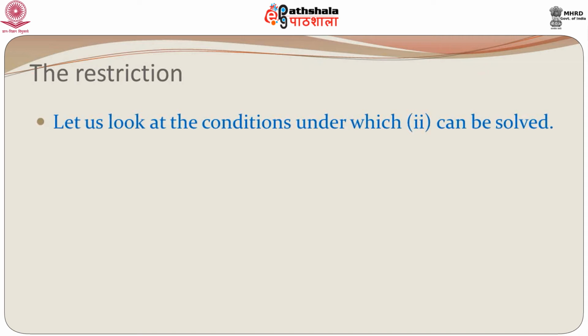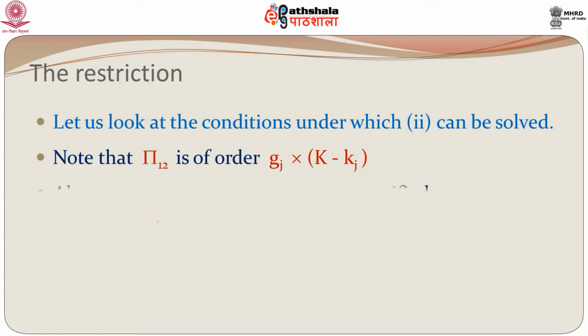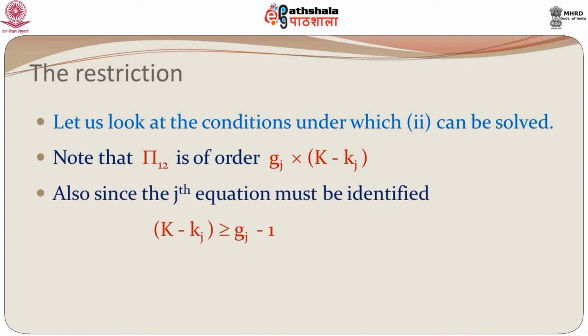What is the condition under which 2 can be solved? That is the second equation. It looks like a homogeneous equation, but it actually is not. Let us see what it is like. Now, if I write pi 1 2, which is of order, mind you, g j by k minus k j, if I break this up, we can write this second equation in a more compact form.